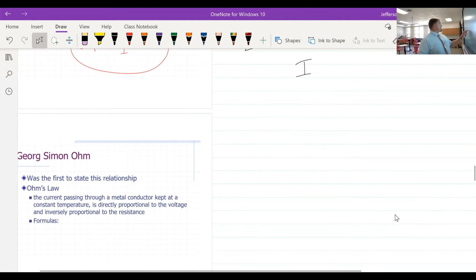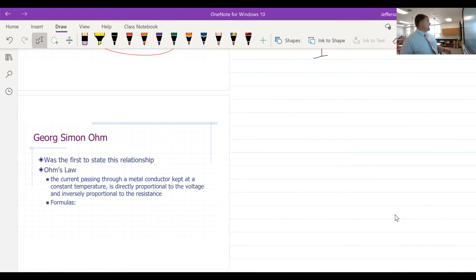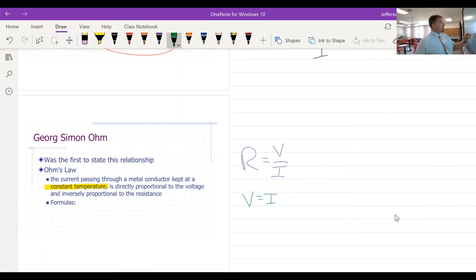Now, George Simon Ohm was the first one to state this relationship, and basically that the current flowing through a metal conductor, it doesn't have to necessarily be a metal conductor, although generally that is. But there is one thing I want to point out, and I have to highlight this: at a constant temperature. Because it turns out that if you have different temperatures, your resistance will change. And we're actually going to show that in a lab we're going to do. But you will see this in your reference table generally as R equals V over I. But it's very easy to rewrite that into V is equal to I times R.